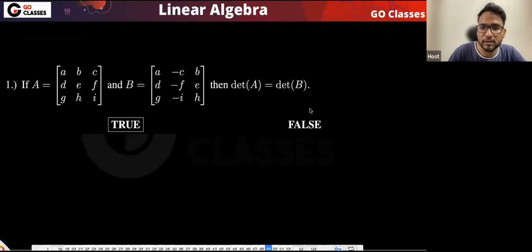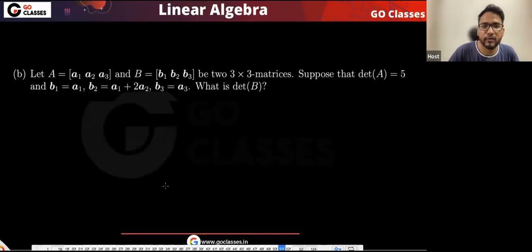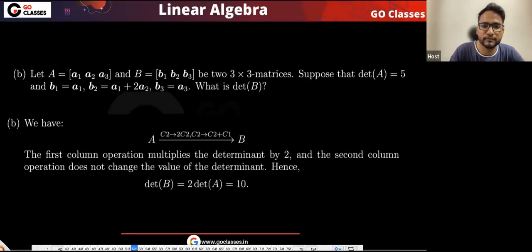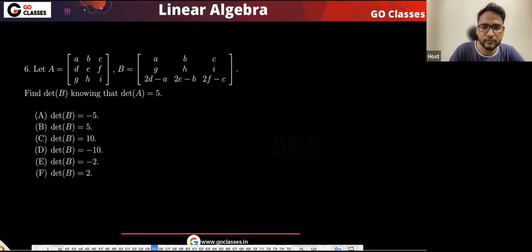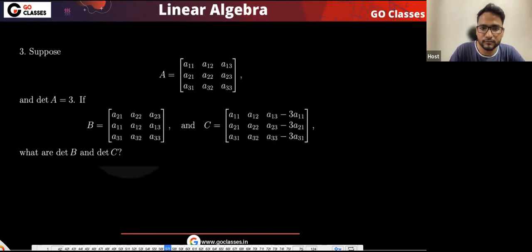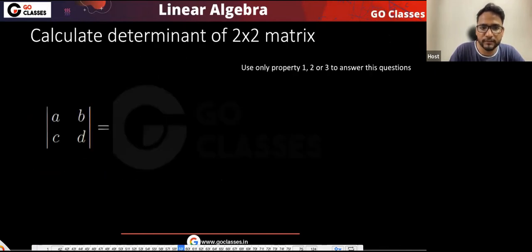Let's solve this. Whether this is true or false, they're saying that if you exchange these two rows and you multiply by -1, then both the determinants are the same. These two columns. Is this true? Yes, this is true, right? Okay, you can do these exercises. These are easy ones only. Okay. Let me move further.